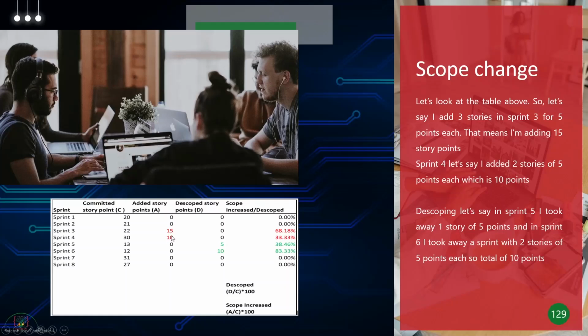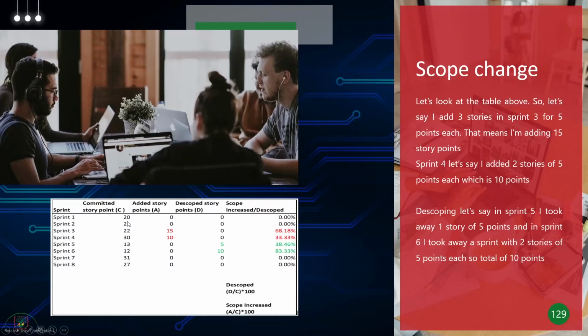In sprint 4, I added 2 stories, 5 points each, so 10 story points. And now that can also affect your sprint. So based on how many stories you added or took away, you can basically see the percentage of story increased or descoped. And again, this is a metric, you may or may not use it. I'm just giving you the whole bag of metrics. You can pick and choose whichever is best for your team.